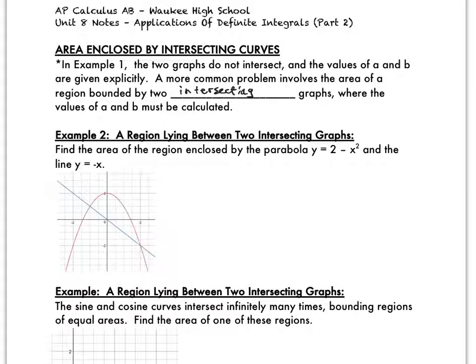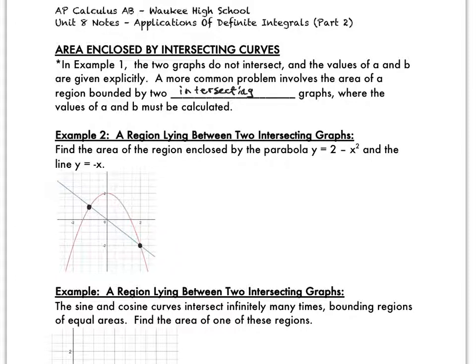And you need to be able to calculate the values of A and B. Now, fortunately for us, we've already got something in our toolbox that allows us to do that. And you know full well at this point that if you want to find the ordered pairs where two curves intersect in the plane, it's equivalent to solving a system of equations.